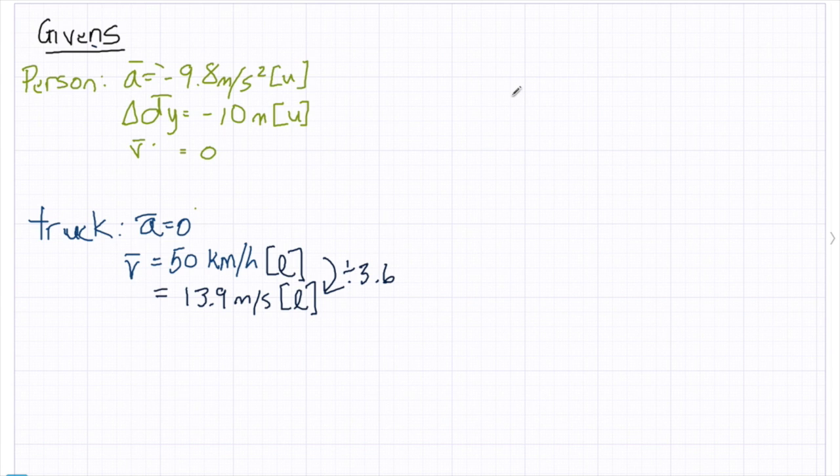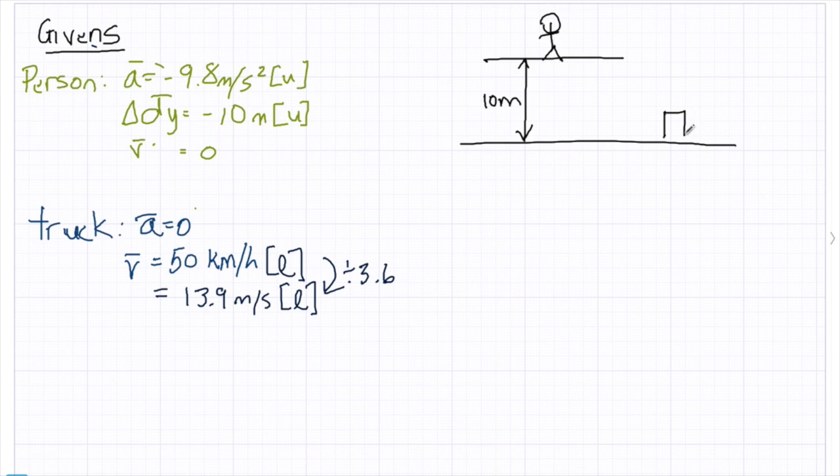Okay, so in this question, what we have is a person standing on a bridge, maybe, and they're going to jump off the bridge. That's 10 meters. And over on one side is a truck, and it's traveling at a constant 50 kilometers per hour, going this way.